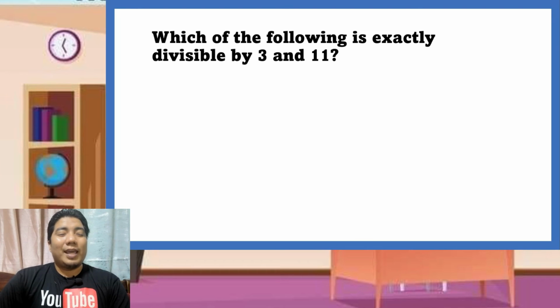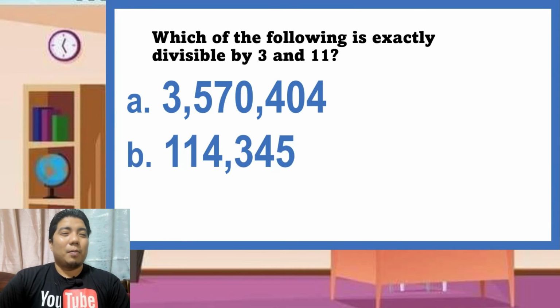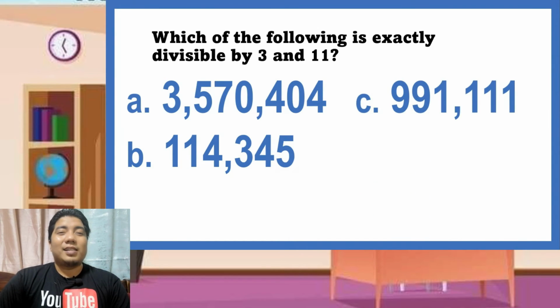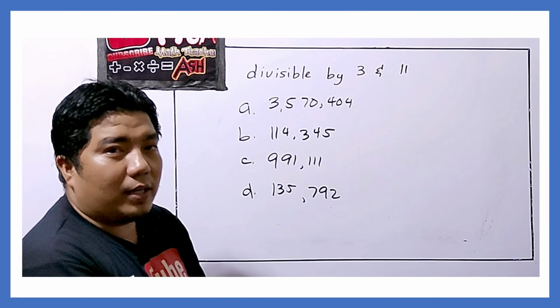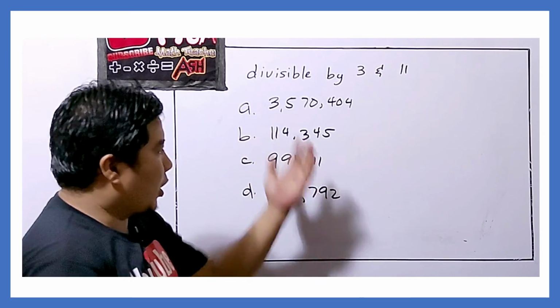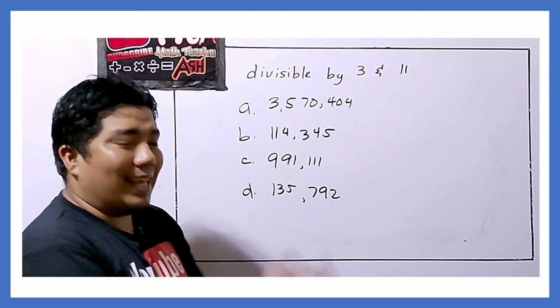Which of the following is exactly divisible by 3 and 11? Is it A, 3,570,404? B, 114,345? C, 991,111? Or letter D, 135,792? Okay, my dear math learners, for our final problem, we are asked which among the 4 given numbers is divisible by 3 and 11.